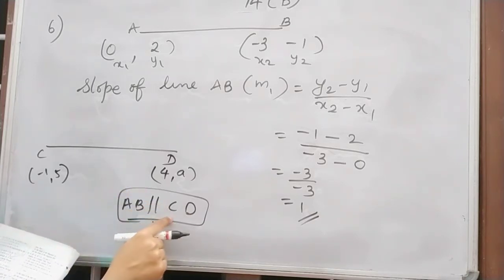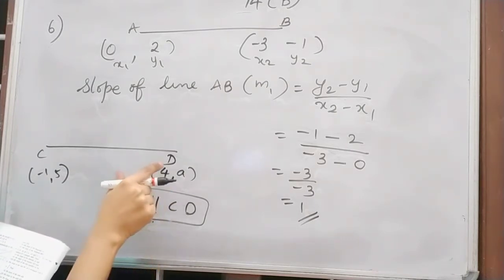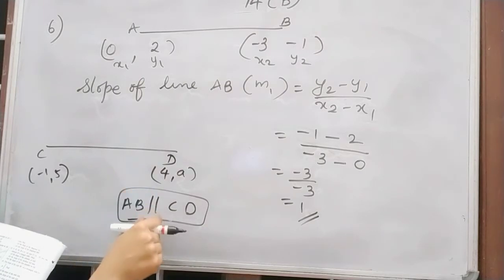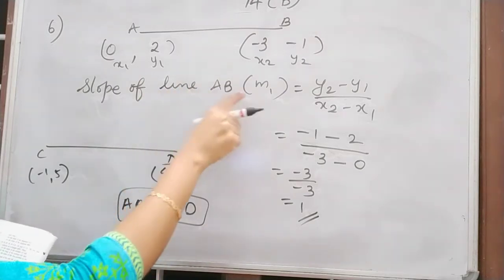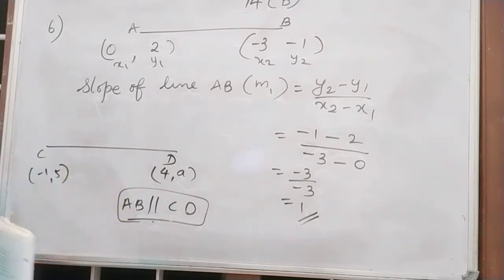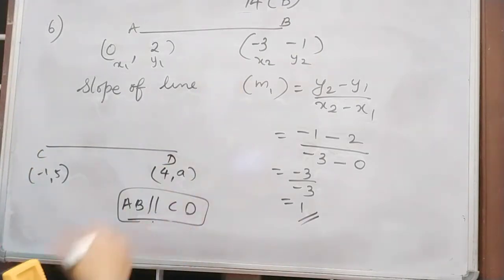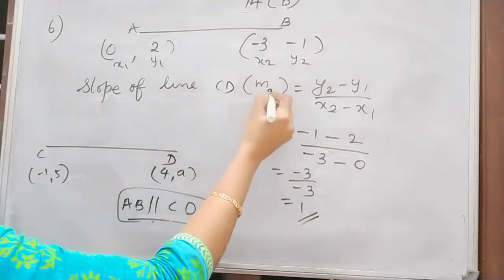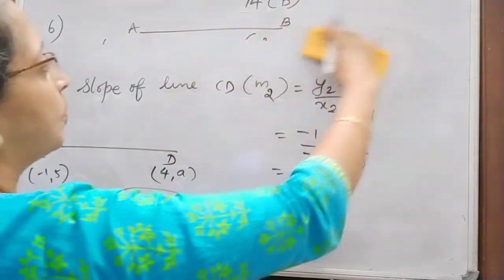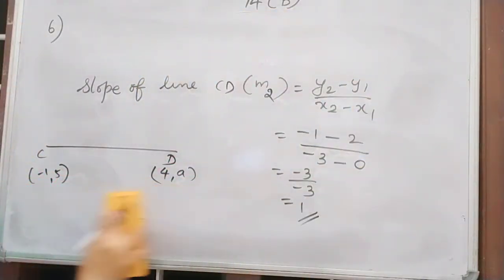If two lines are parallel, we know that our condition is what? If two lines are parallel, then slope will be equal. So first we find the slope of this line AB. Next we have to find out the slope of CD. So how can we find the slope of CD? Same as this, slope of line CD. Thus we can mark it as M2. So slope of line CD is equal to y2 minus y1 divided by x2 minus x1.